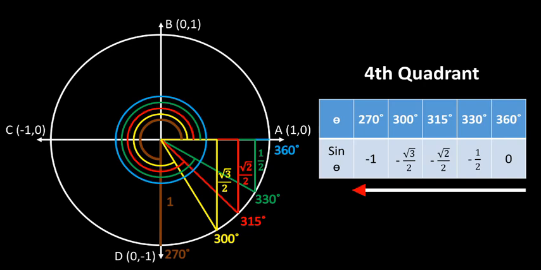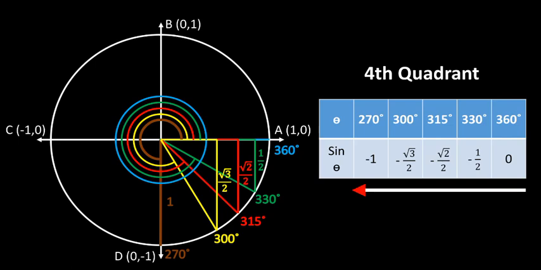So sine of 270 degrees is equal to minus 1. Similarly, vertical yellow line, which is equal to half of square root of 3 and which is headed toward negative y-axis as well, gives the value of sine of 300 degrees. So sine of 300 degrees is equal to minus square root of 3 by 2. Similarly, sine of 315 degrees is equal to minus square root of 2 by 2. Sine of 330 degrees is equal to minus 1 by 2, and sine of 360 degrees is equal to 0.